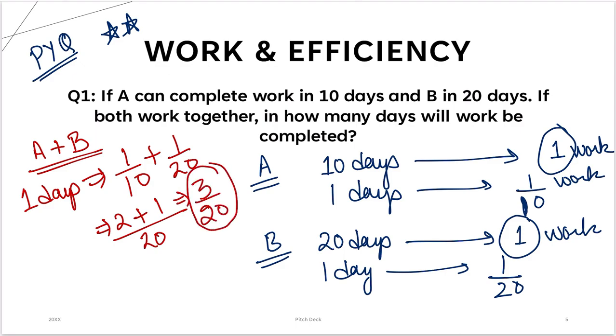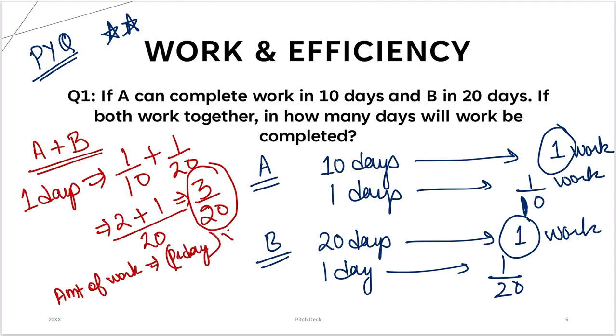So 3 by 20 is the amount of work they will do in 1 day, right? Now 1 day they are doing 3 by 20 work. So can I do it like this? The amount of work is equal to per day work. I hope this formula you can remember.